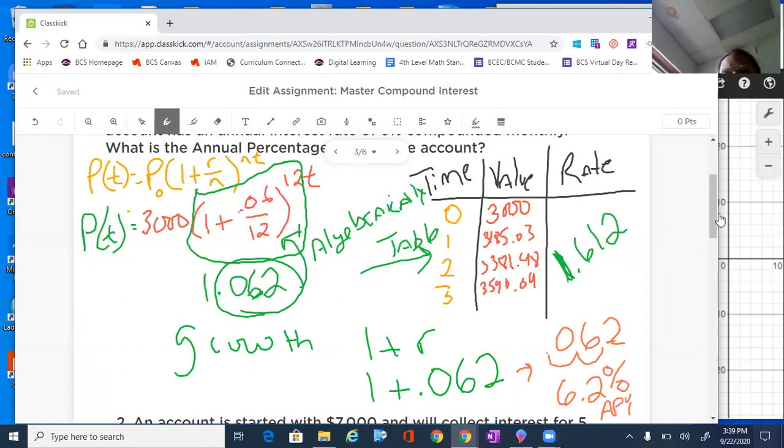We started with a 6% increase, and by the end of the year we're actually getting 6.2%, just because we compounded it monthly.